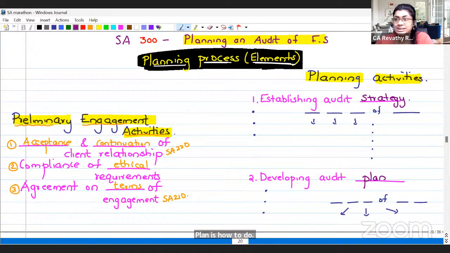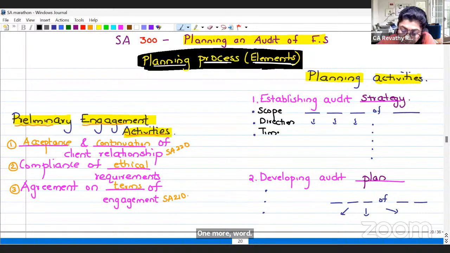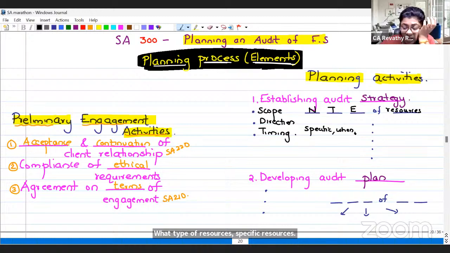Now, in the strategy, you decide on three things. What are those three things you establish in the strategy? Scope, direction, and time. Here you decide on the nature, timing, and extent of resources. Nature means what type of resources, specific resources. Timing means when. Extent means amount. And then you have to organize and manage these resources.